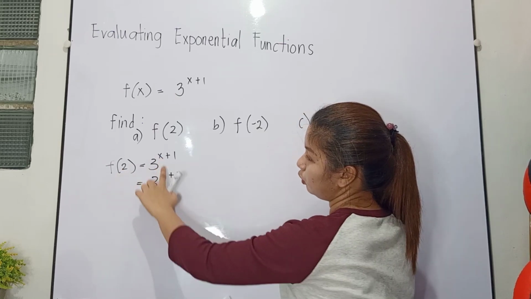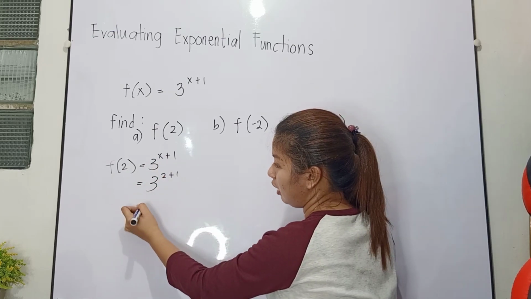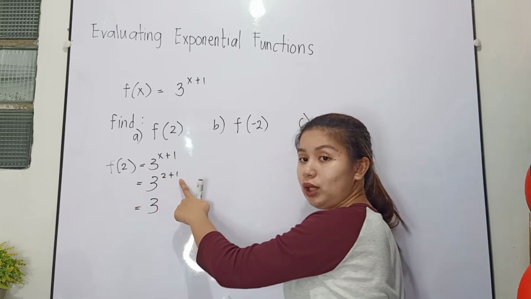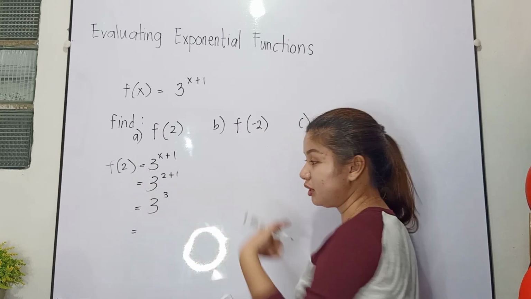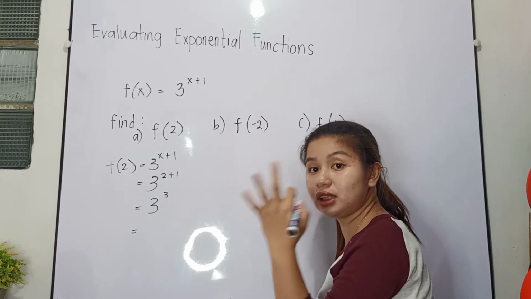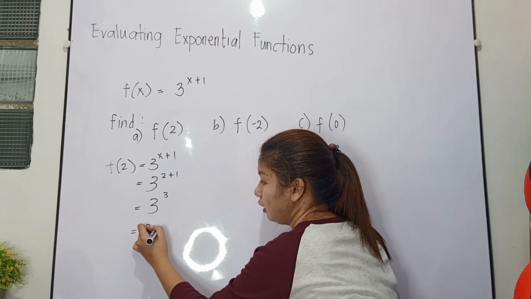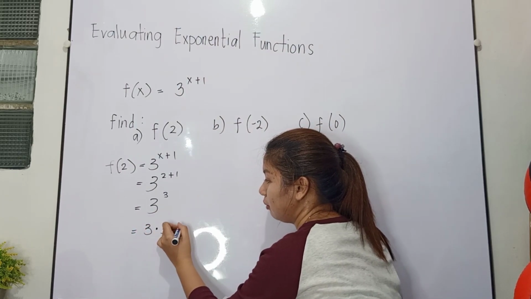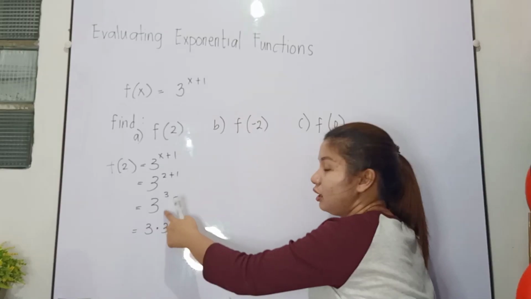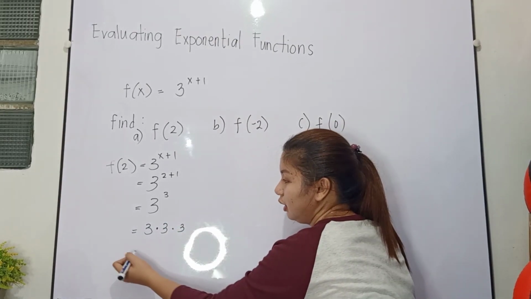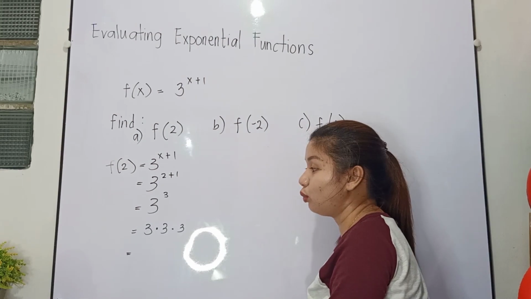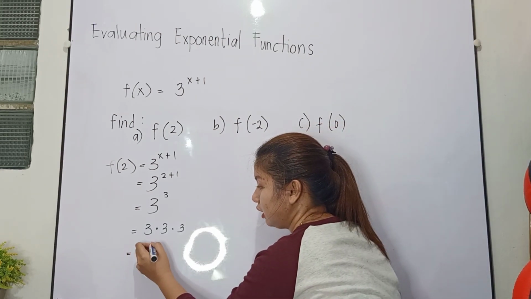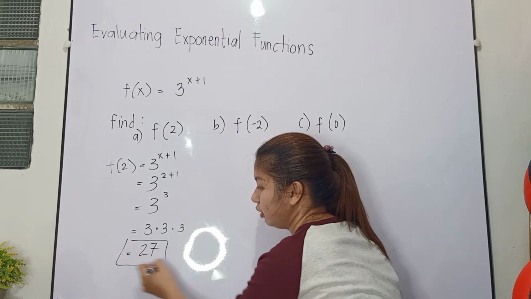Sinubstitute lang po natin yung 2 sa x. And then we have 3 raised to 2 plus 1, we have 3. So, 3 raised to 3, ang ibig sabihin niyan ay 3 times 3 times 3. Yan po ang ibig sabihin ni 3 cube. Equals, 3 times 3 is 9, times 3 is 27. So, the answer is 27.